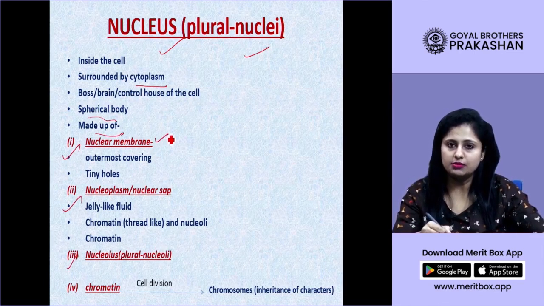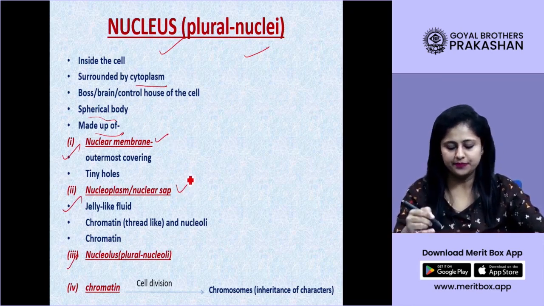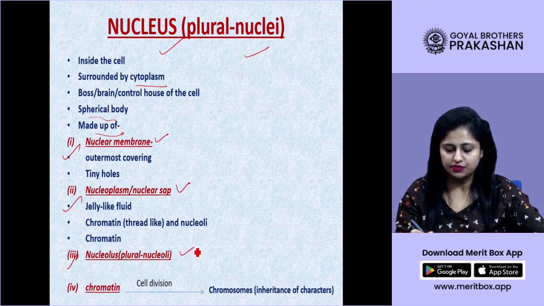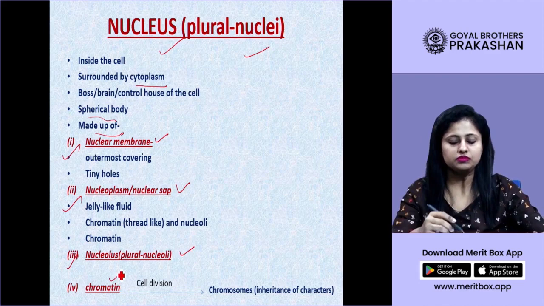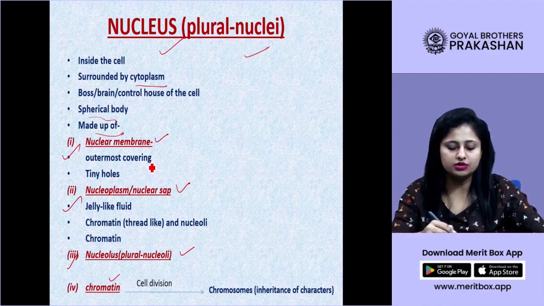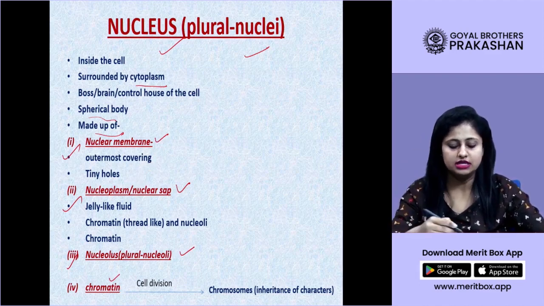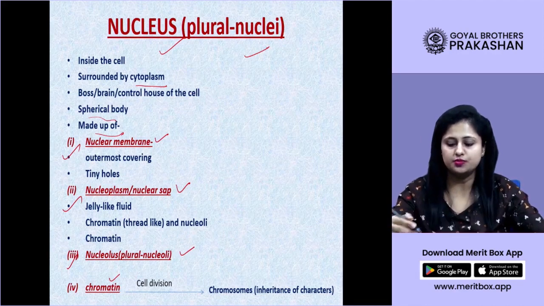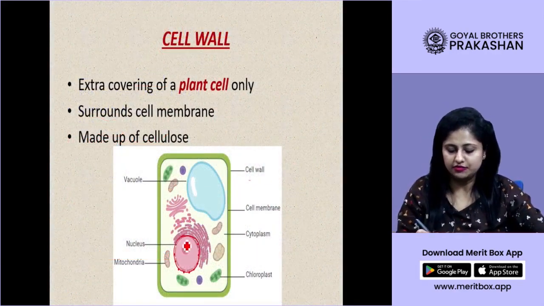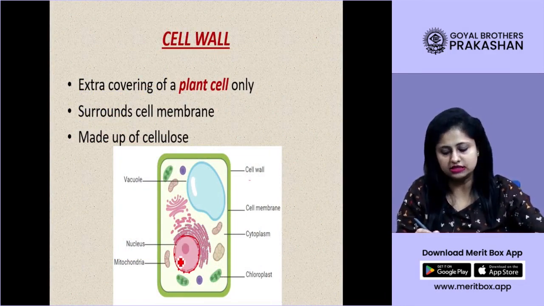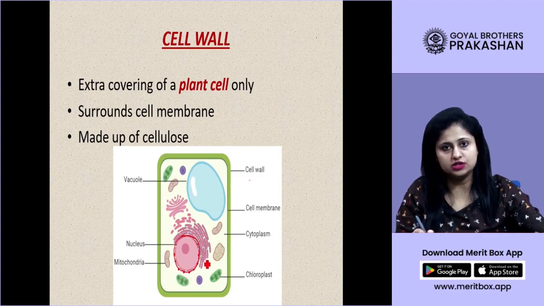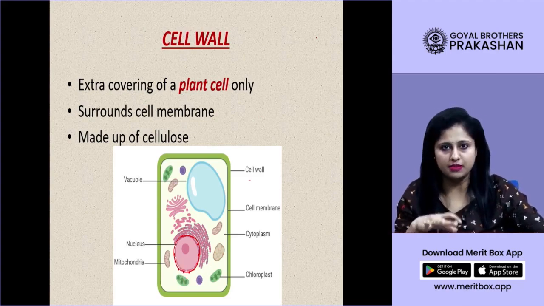Number one, nuclear membrane. Number two, nucleoplasm or nuclear sap. Number three, nucleolus or nucleoli. Next is chromatin. So the nuclear membrane is the outermost covering of the nucleus, and tiny holes are also present. In this diagram, if you could see, the nucleus is enclosed by a nuclear envelope, and we have already discussed that some pores are present over the surface of the nuclear membrane.